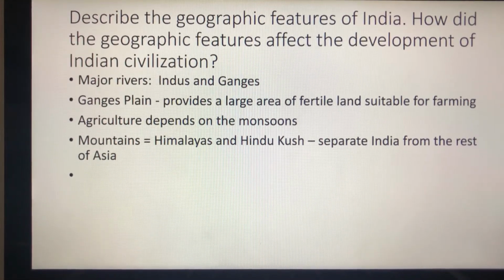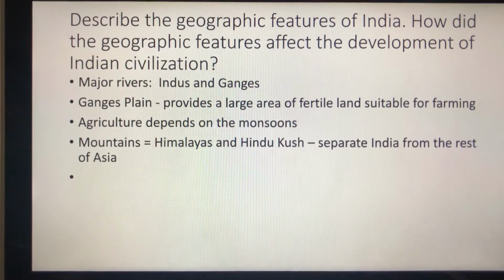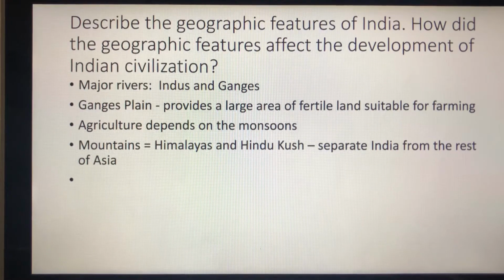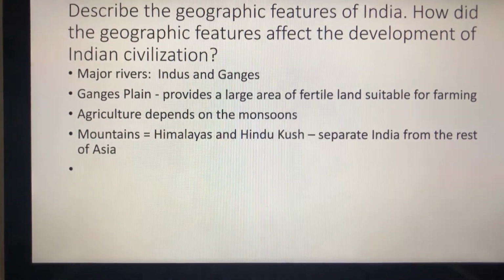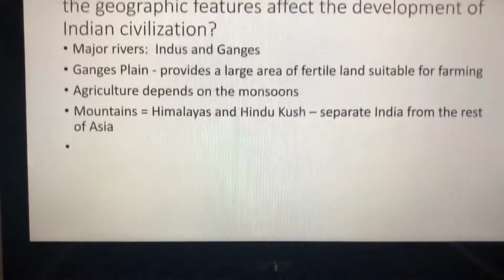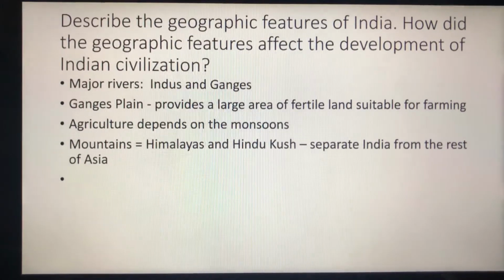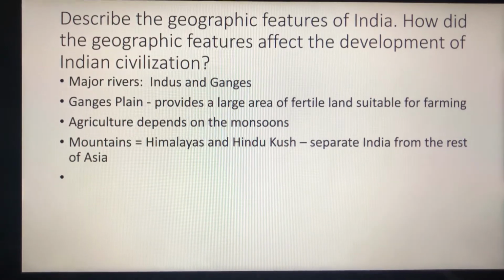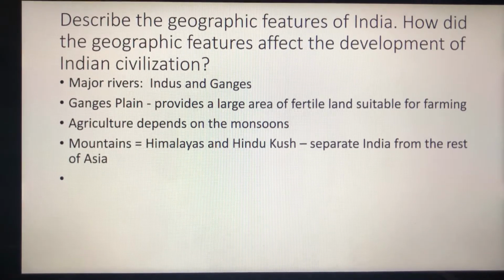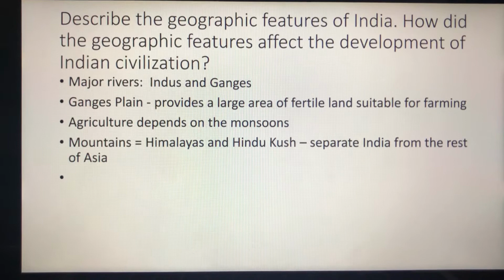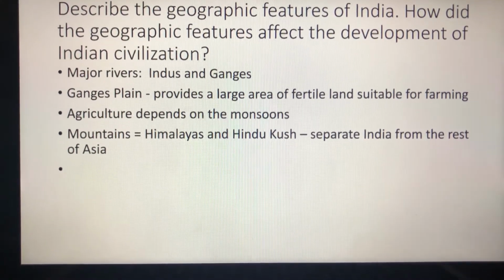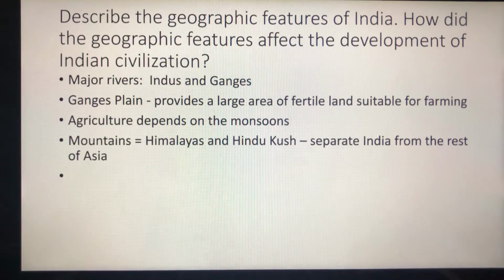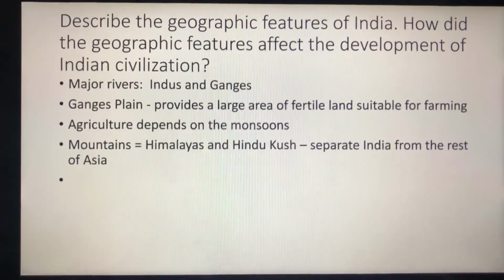And then we talked about some of the positive and negative impacts of that. So for example, when we look at how these things affected India, well, we want to look at how rivers provided fresh water for farming. Again, the Ganges Plain is going to be an area where they will be able to build cities because they can grow food. Your mountains could hinder trade, but it also could provide a natural defense against invaders.